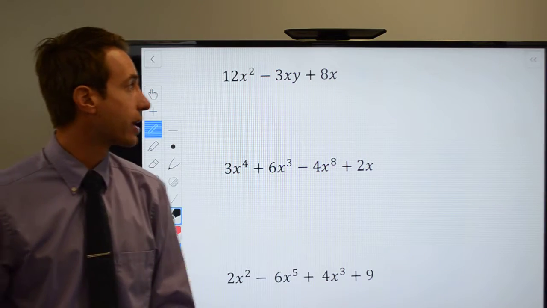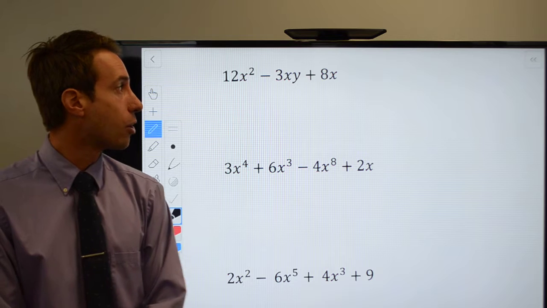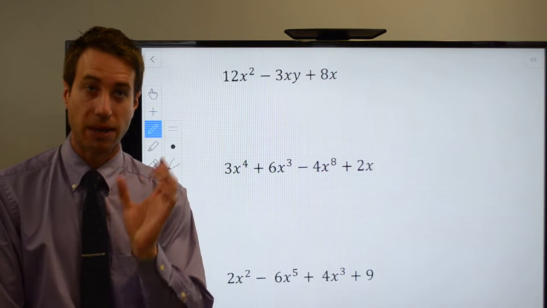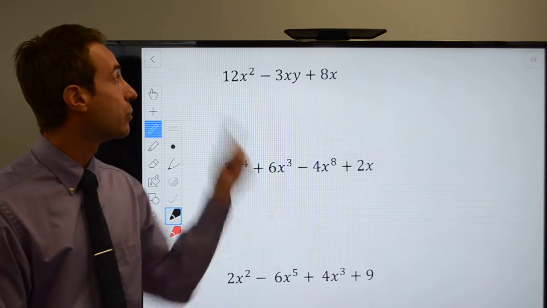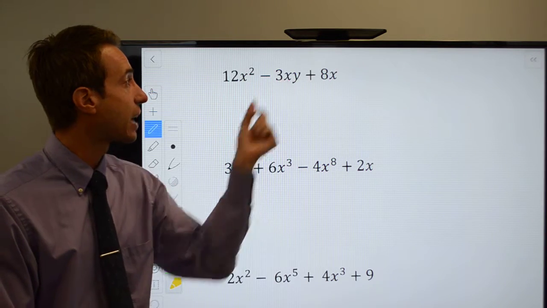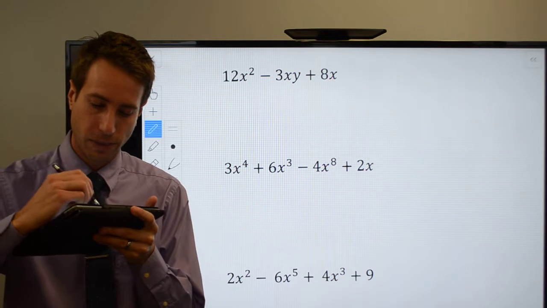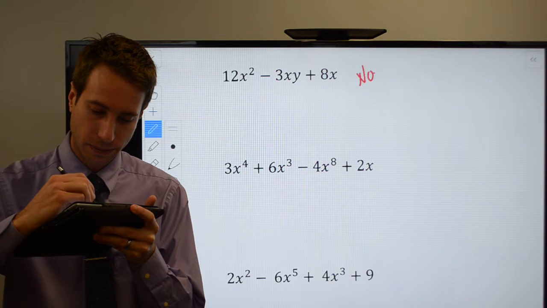I got another one for you here. Is this a polynomial, and is it a polynomial in a single variable? And so we take a look at it and we see that it is not. I actually have an x and a y, so not a polynomial in a single variable.